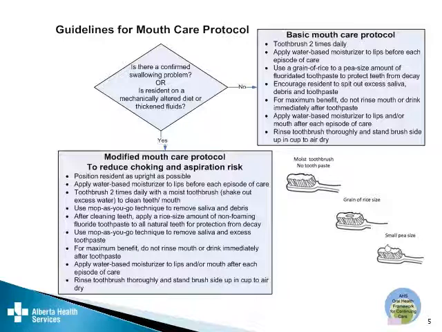The difference with the modified mouth care is that the toothbrush will be moistened with water only. Use the Mop-as-You-Go technique to remove saliva and debris. Apply a rice-sized amount of non-foaming fluoride toothpaste and use the Mop-as-You-Go technique to remove saliva and excess toothpaste. Do not rinse the mouth or drink immediately afterwards, and apply the water-based moisturizer to the lips after care.